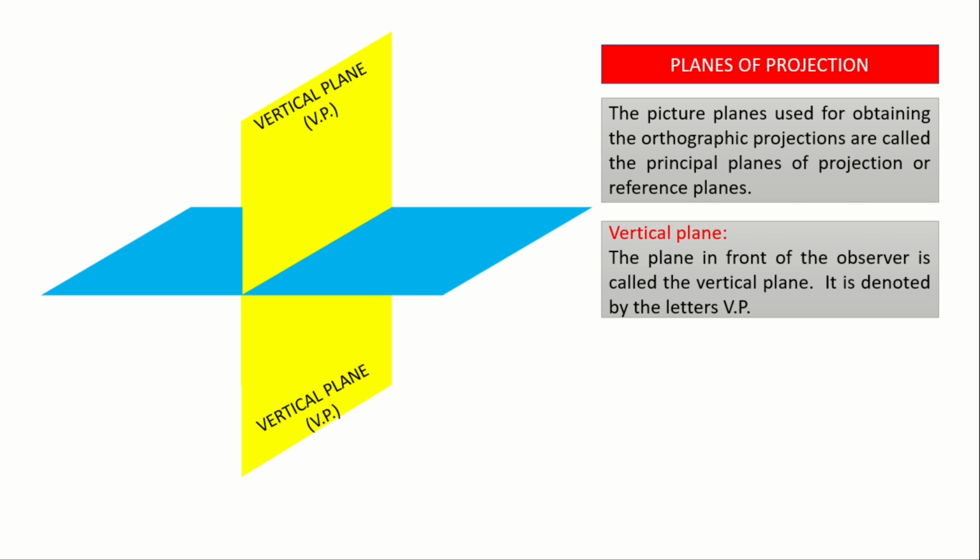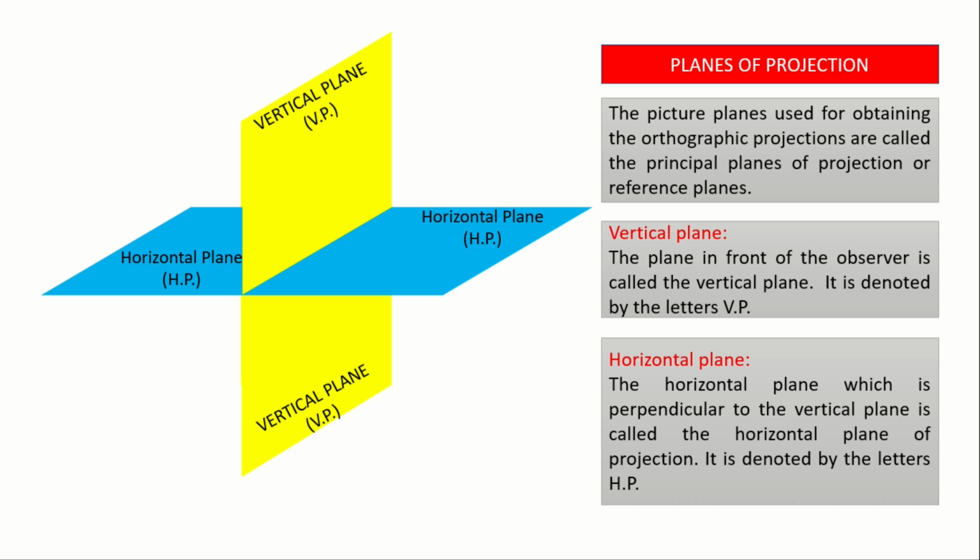Horizontal plane. The horizontal plane which is perpendicular to the vertical plane is called the horizontal plane of projection. It is denoted by the letters HP. So here this blue color plane is the horizontal plane. This plane is perpendicular to the vertical plane.